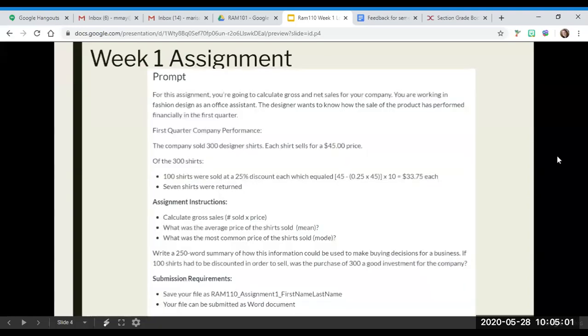So we've got a lot of details for this assignment. We're going to be focusing on the gross sales and the net sales. For this piece, you actually are going to be a fashion design assistant, an office assistant, and we're going to be calculating the sales of a product for the designer.